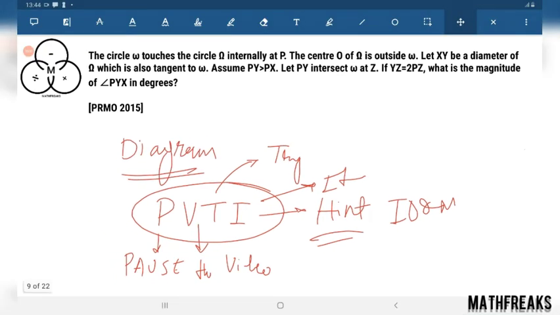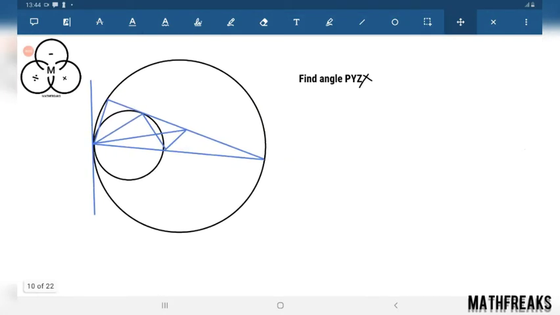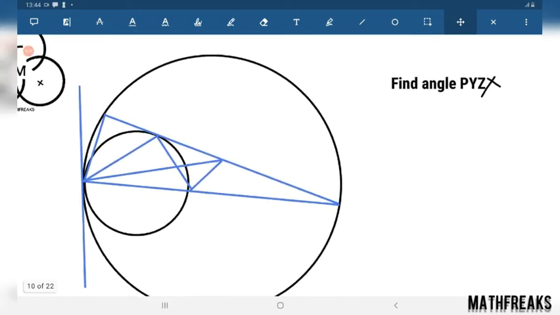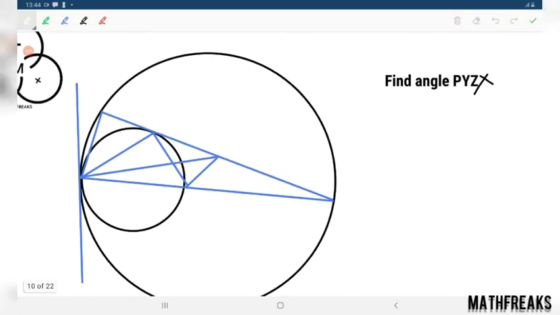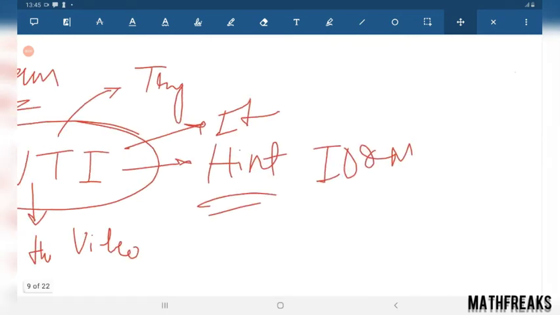So how do we approach this question? Approaching the question is very much easy. We just need a proper diagram. I already have the diagram. This is the diameter. Let me name all the points.